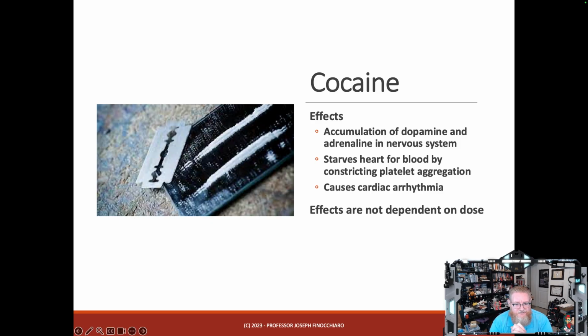Effects of cocaine is the accumulation of dopamine and adrenaline in the nervous system. It starves the heart for blood by constricting platelet aggregation and causes cardiac arrhythmia. Effects are not dependent on dose. So a little bit can cause problems, and a lot can cause maybe little problems depending on the individual.